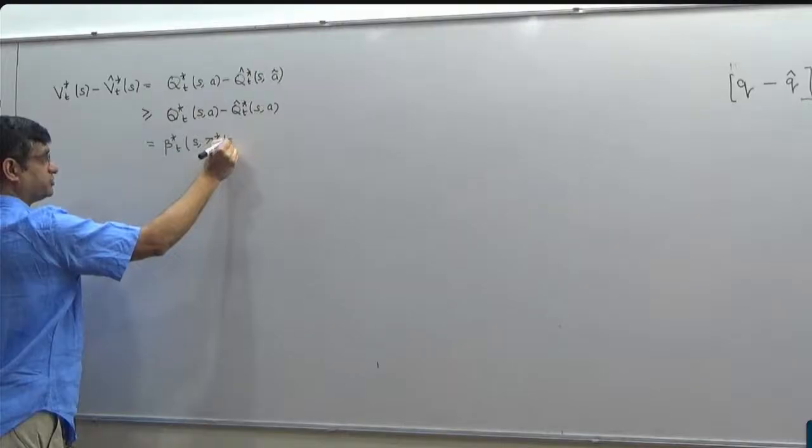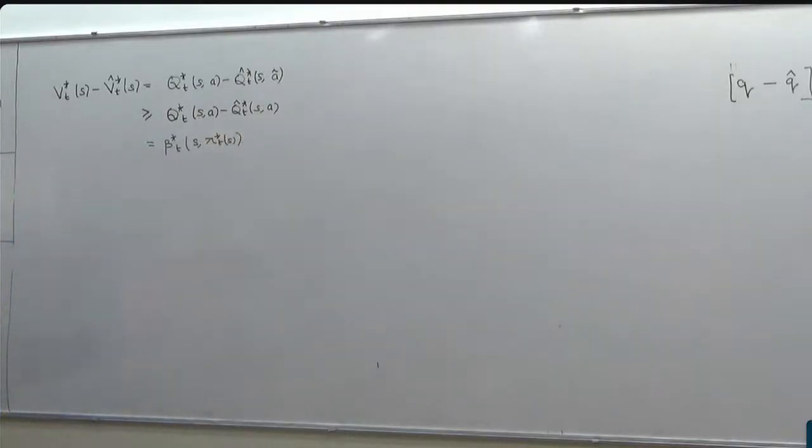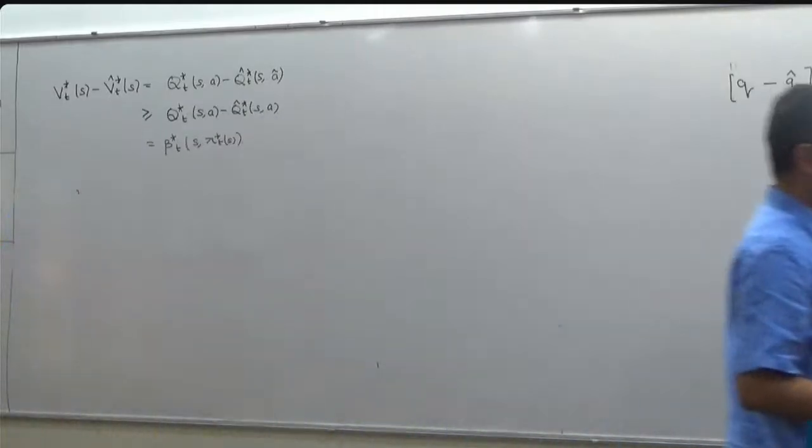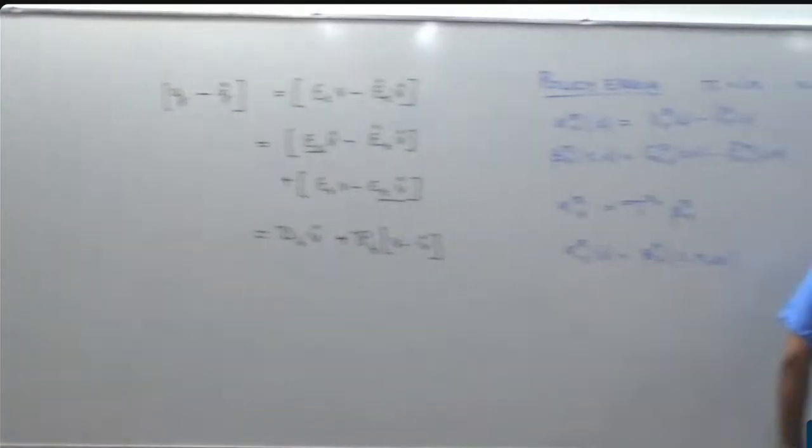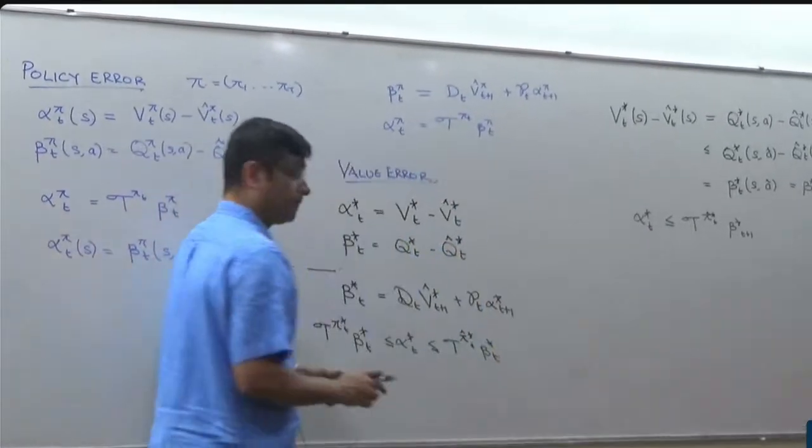So combining with the other quantity, what I get is, let's write this here, this is one inequality, and I get that the operator pi star t applied on beta star t is going to be a lower bound on alpha star t, which will be an upper bound on pi hat star t applied on beta star t. Okay.